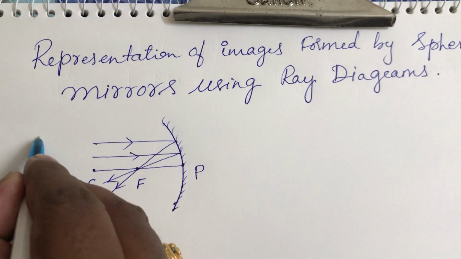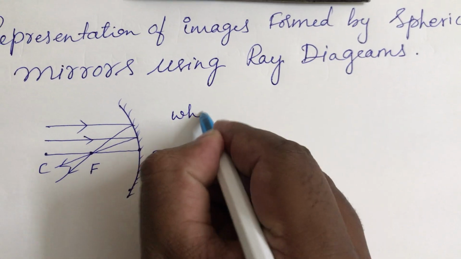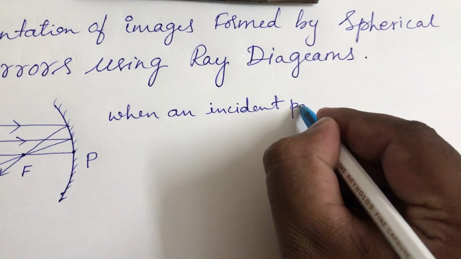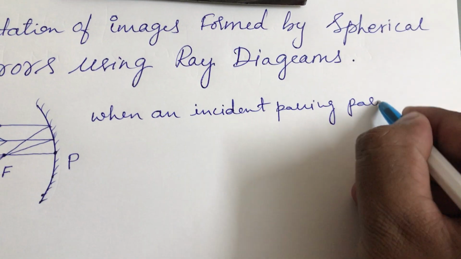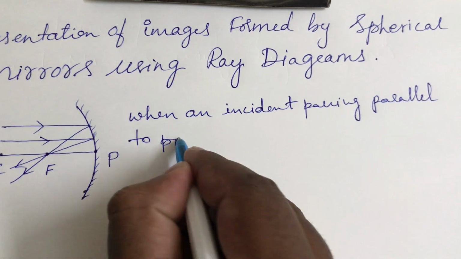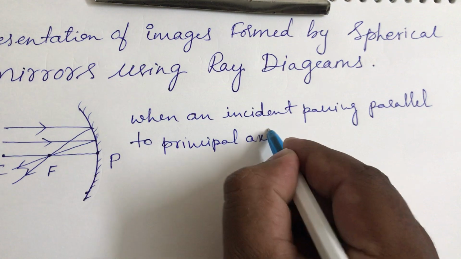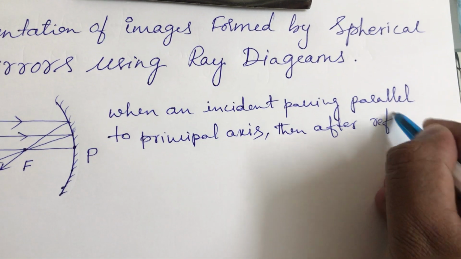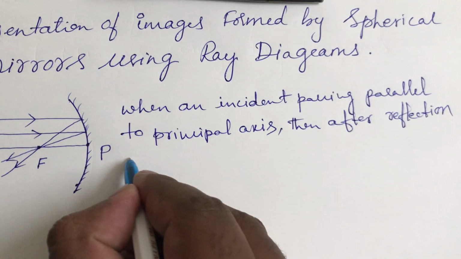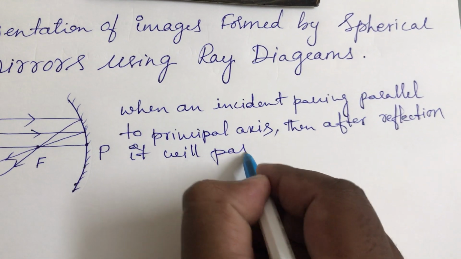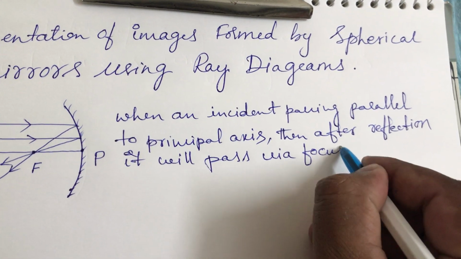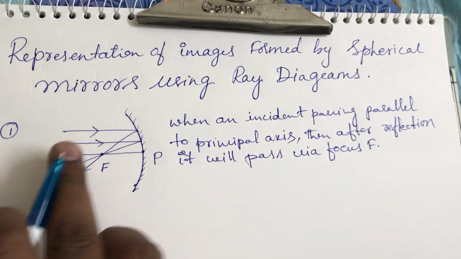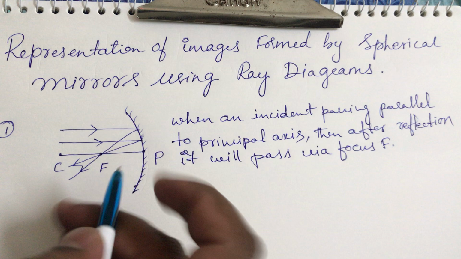So this is the first case. When an incident ray passing parallel to the principal axis, then after reflection it will pass via focus F. This is the first rule you have to remember: whenever the light is coming parallel to the principal axis, after reflection it will go via focus.